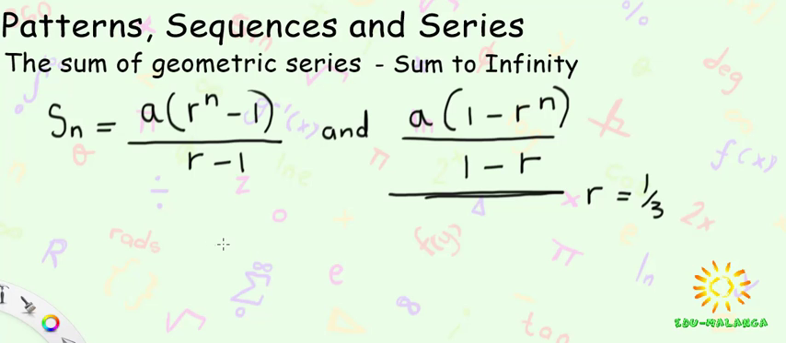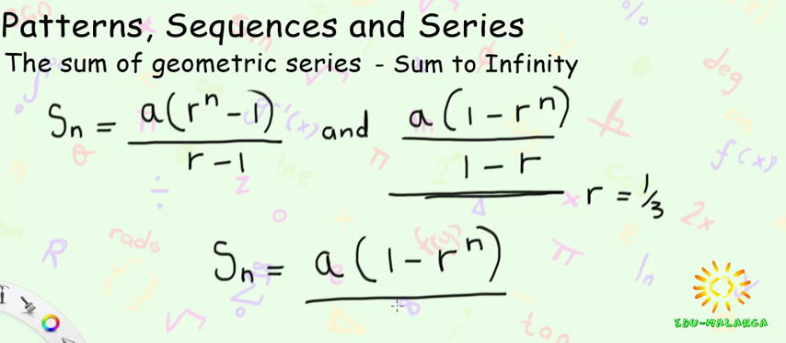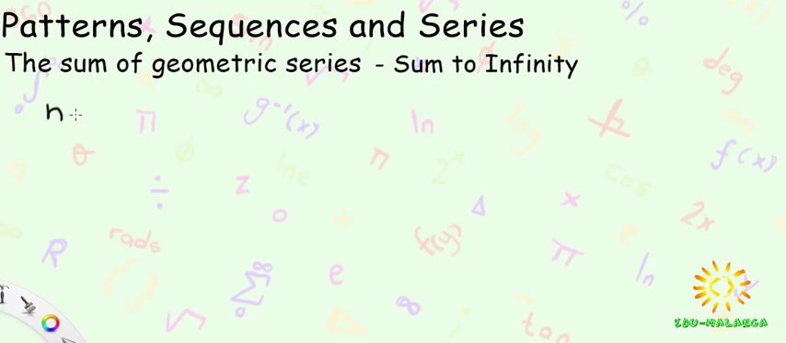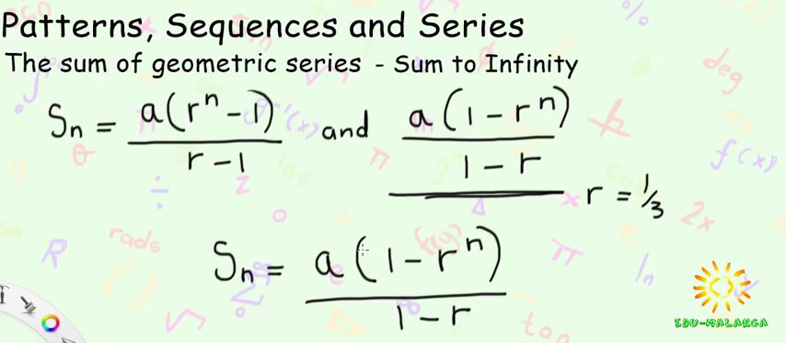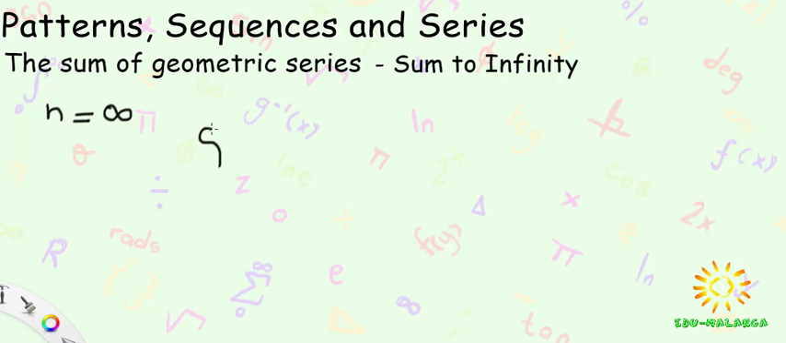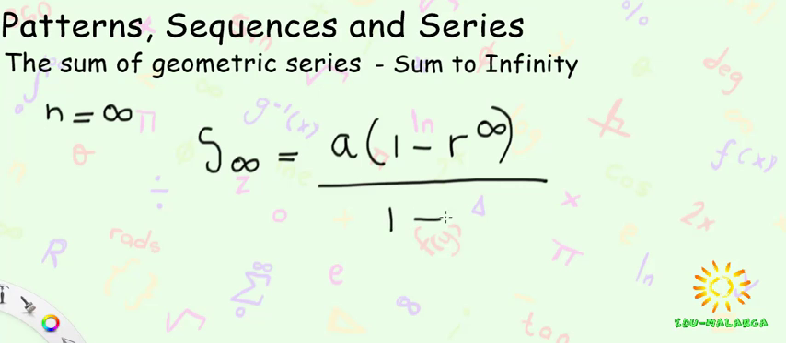So let me rewrite it. We're going to have that Sn is equal to a times open brackets 1 minus r to the power of n, close our brackets, all over 1 minus r. So our n is going to start tending to infinity now. So let's say n is equal to infinity. This equation will then become S sum to infinity is equal to a times open brackets 1 minus r to the power of infinity, divided by 1 minus r.